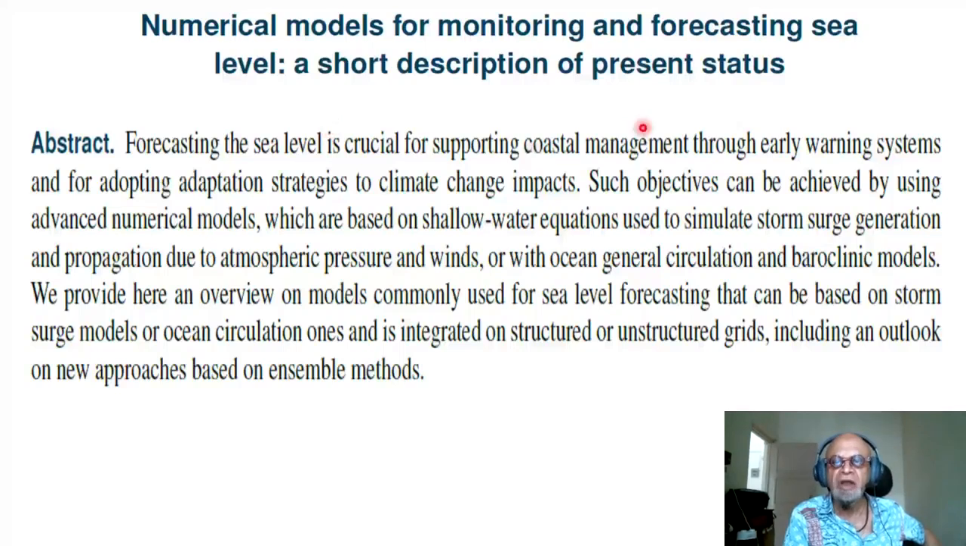Numerical models for monitoring and forecasting sea level. Sea level is of specific interest for not only short-term inundation forecasting and fisheries management, but also now worrying about adaptation, longer-term variation, sea level rise, etc.